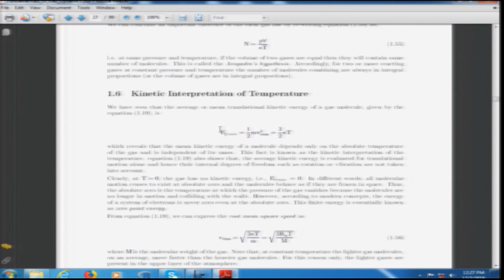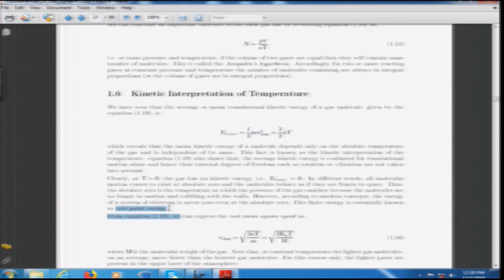However, modern concepts have shown that molecules, even electrons, never freeze, that is, their movement does not freeze. Therefore, this energy, which is hypothetical energy available at T equal to 0, where the electrons do not have 0 energy, is called the zero point energy of the molecules or electrons of a certain gas.